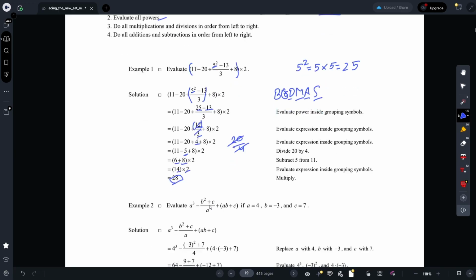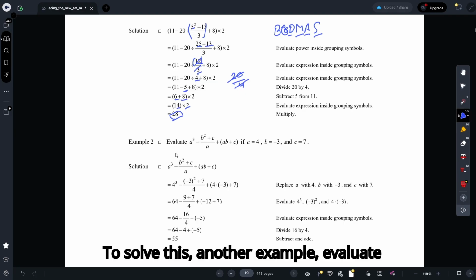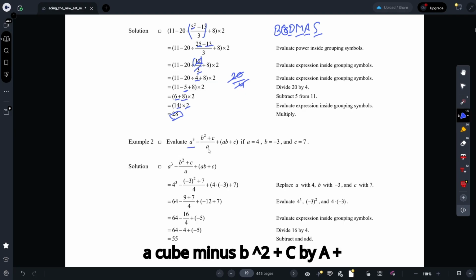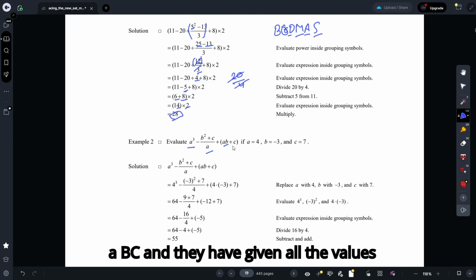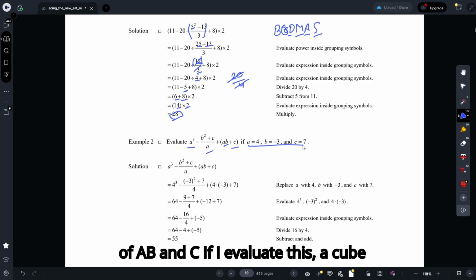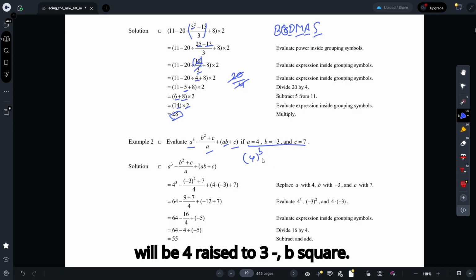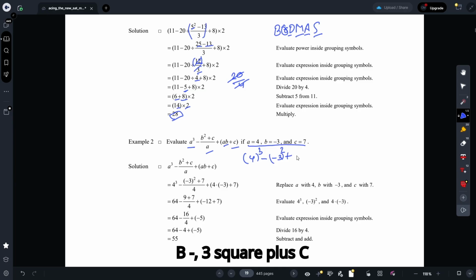Now to solve another example: evaluate a cube minus b square plus c by a plus, in brackets, a b plus c, and they have given all the values of a, b and c. If I evaluate this, a cube will be 4 raised to 3, minus b square will be minus 3 square, plus c is 7 upon a will be 4, plus, in bracket, it is 4 into minus 3 plus 7.